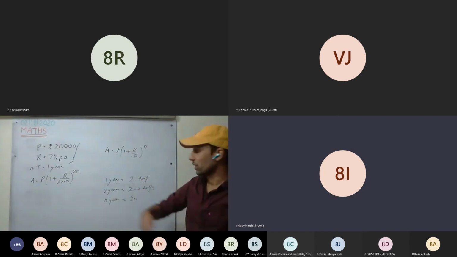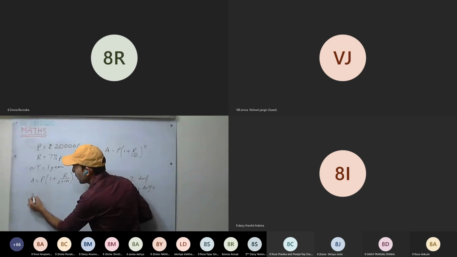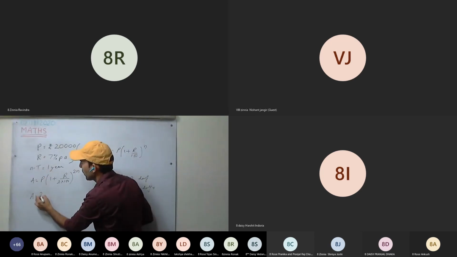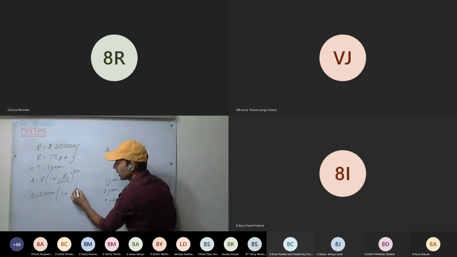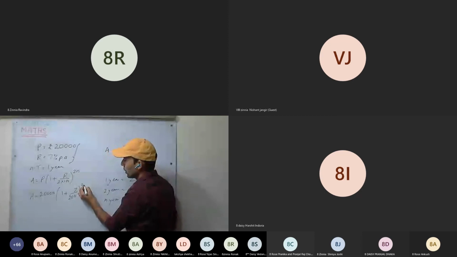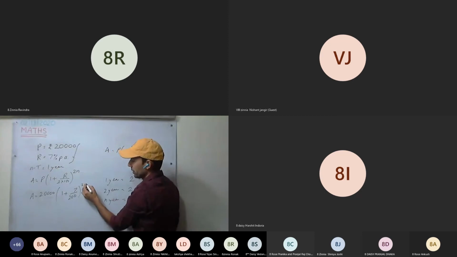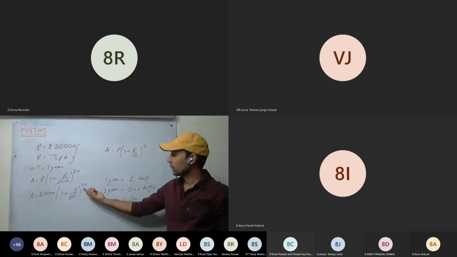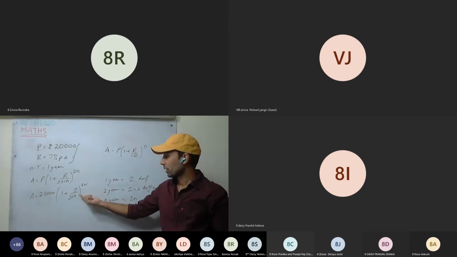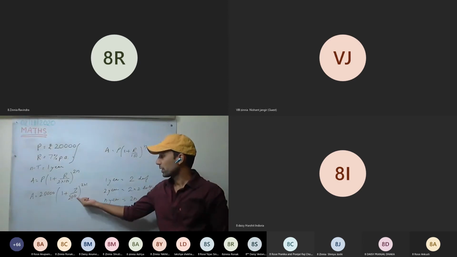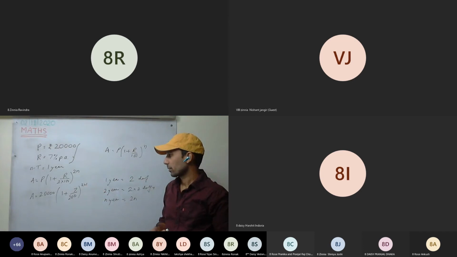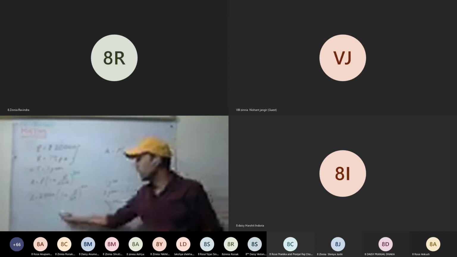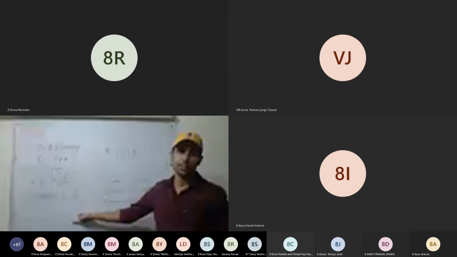See here, now if we solve this one, put the data. P is how much? 20,000. 1 plus R is how much? 7, because 2 we have already written, divided by 200, raised to power 2 into 1. So it will be square, 207 upon 200 square. Solve it, you will get the amount, then you can calculate the compound interest.